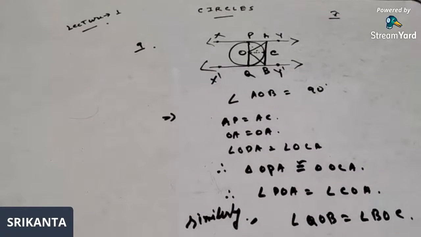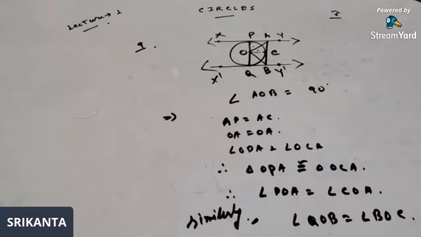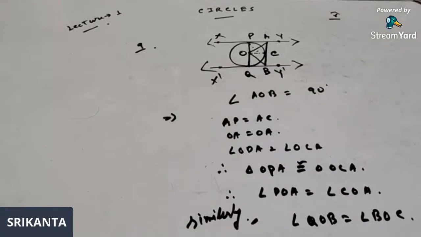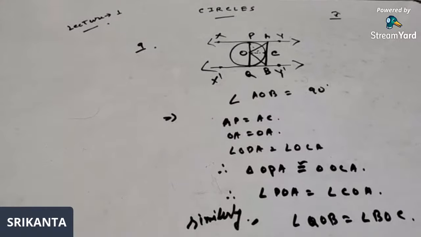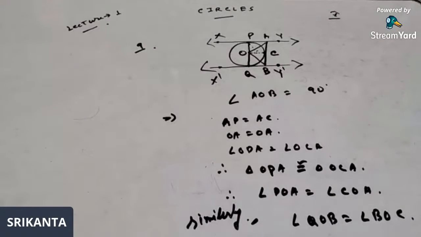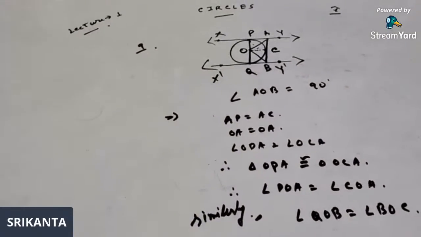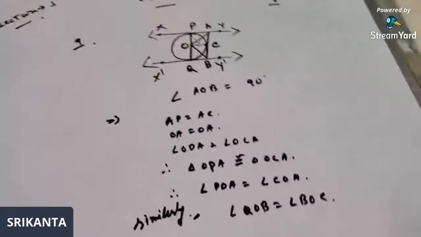These two are equal, these two are equal. x, y, y. 2 into x plus y is equal to 180. So x plus y is equal to 90. That is how you prove. Now see.